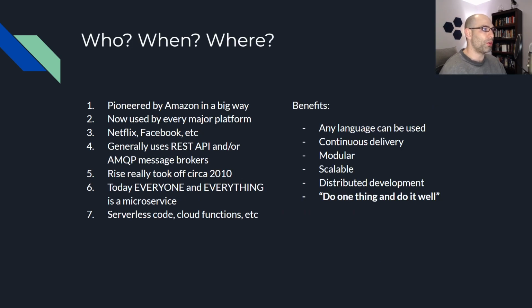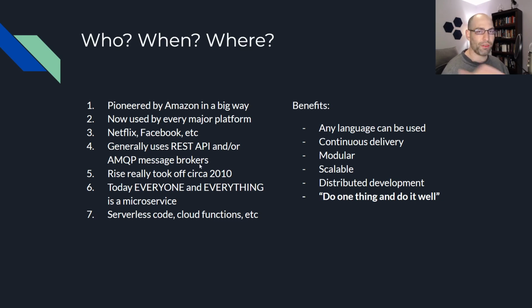Okay, a little bit of background: who, when, where. So microservices architecture was pioneered by Amazon in a big way. They didn't invent it, but once the Amazon platform got too big, circa 2005, I think, they started breaking it down into smaller components. So really, it was a matter of necessity. They said, this is unmanageable. We need something more modular. Now everyone uses it. Pretty much, if you're doing software development today, it's going to be in microservices.